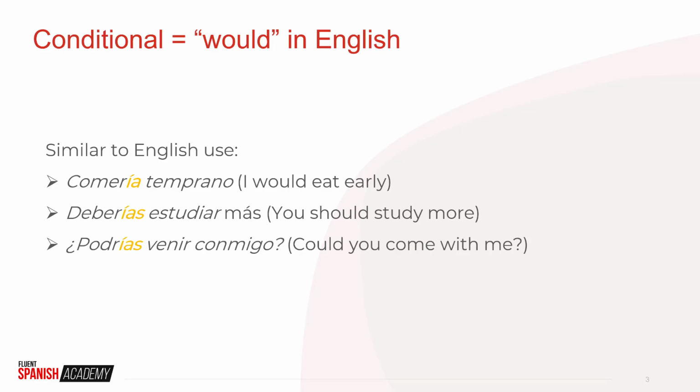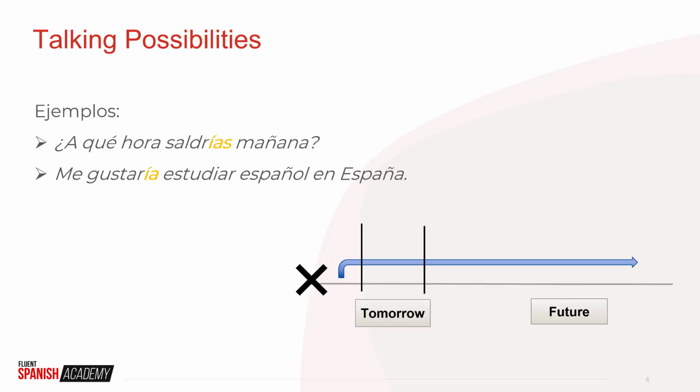Now let's look at putting this into practice in 4 common day-to-day situations. First of all, talking about possibilities. So here we're going to use the conditional when we're talking about possible options in the future. For example, ¿A qué hora saldrías mañana? Here we are asking, at what time tomorrow would you leave? You might use this in the sentence, if you did go tomorrow, if you were to go tomorrow, what time would you leave? It could be any time tomorrow, or maybe you're not going to leave at all. It's all hypothetical at this stage. ¿A qué hora saldrías mañana?